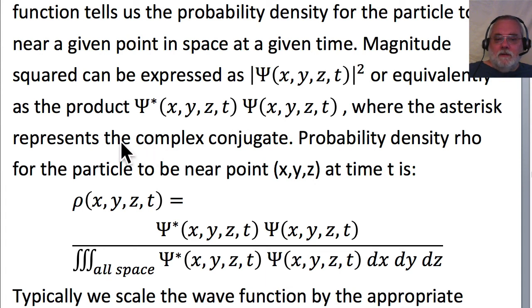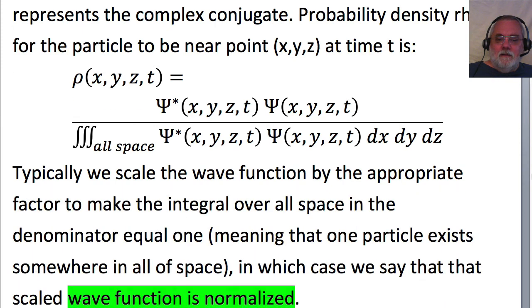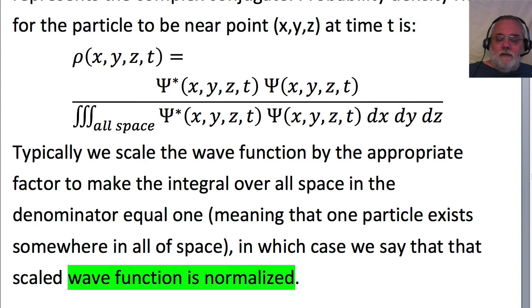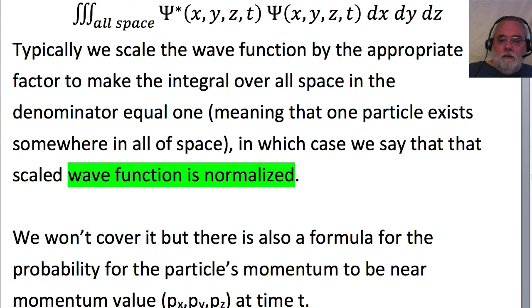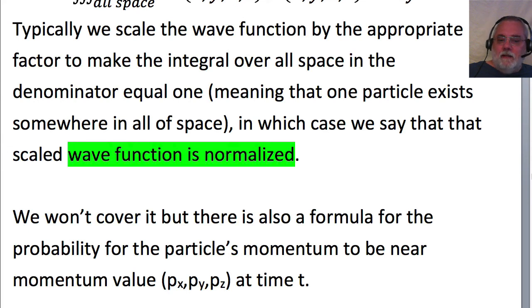Probability density rho for the particle to be near point x, y, z at time t is magnitude squared, so Psi star Psi, divided by the integral of Psi star Psi over all space. Now typically, and whenever we can, we scale the wave function by the appropriate factor to make the integral over all space in the denominator equal 1, meaning that one particle exists somewhere in all of space. In which case we say that the scaled wave function is normalized. We won't cover it, but there's also a formula for the probability for the particle's momentum to be near momentum value p sub x, p sub y, p sub z, at time t.